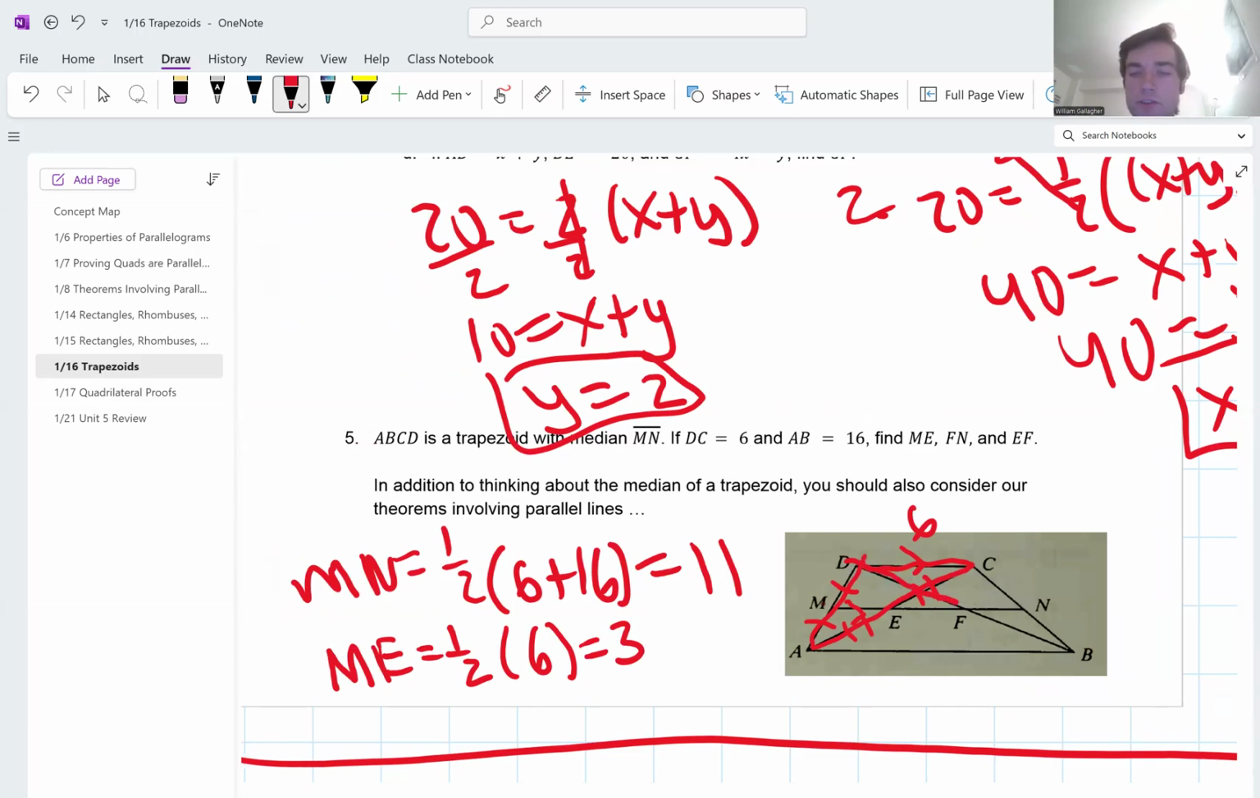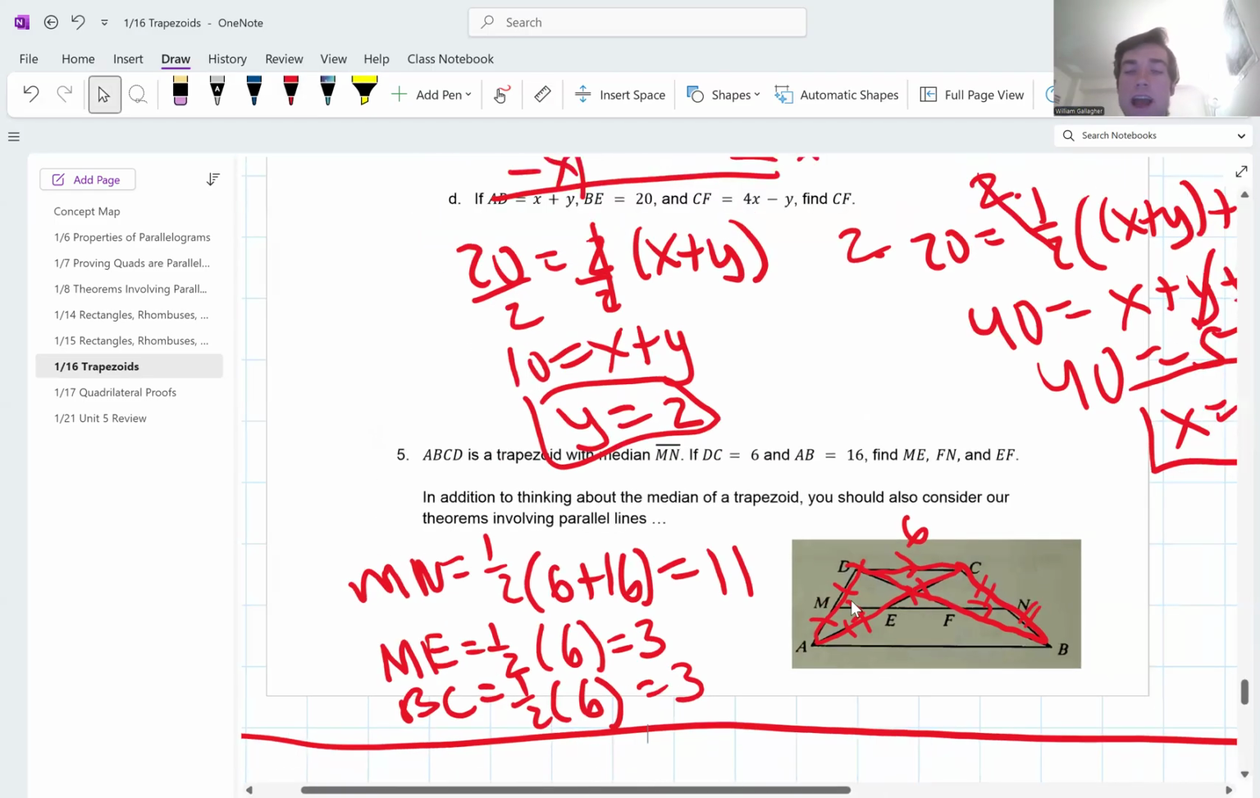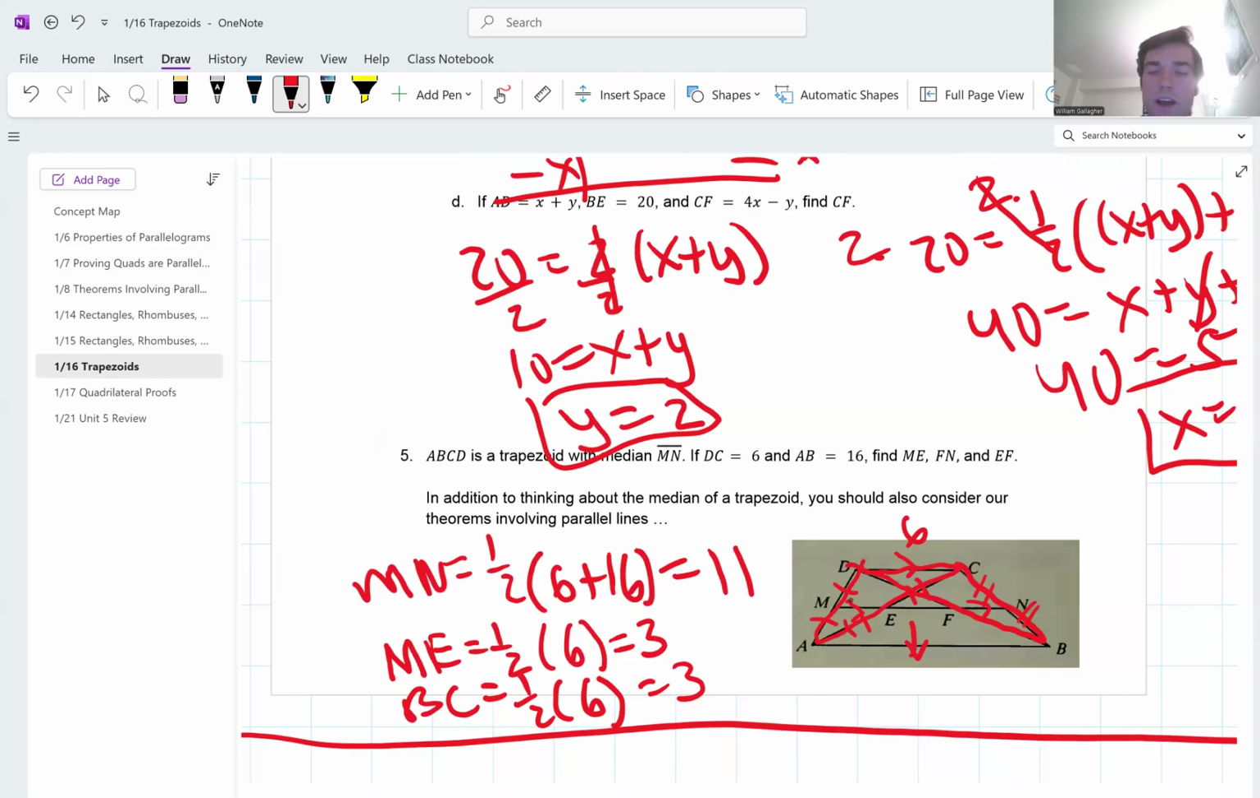If you draw this picture over here, you get the exact same thing. Again, we have this parallel line here. It's going to join these two midpoints, and so it's going to split up DF and BF congruently. So F is a midpoint, and so NF is going to be 1/2 of 6 as well. And again, those are going back to our theorems from before. And so if ME is 3 and NF is 3, then EF has to be 5 because there's only 5 left over.